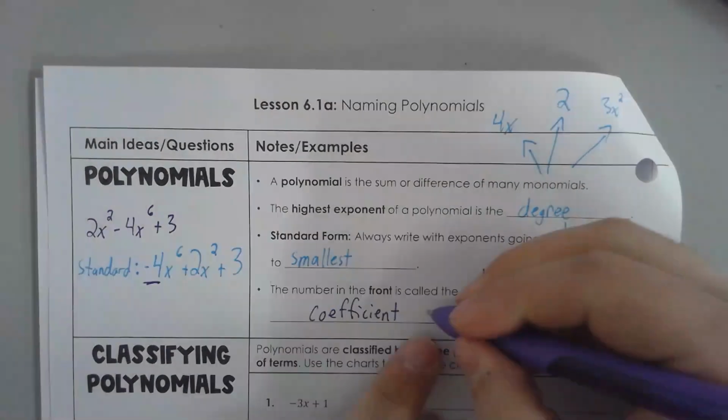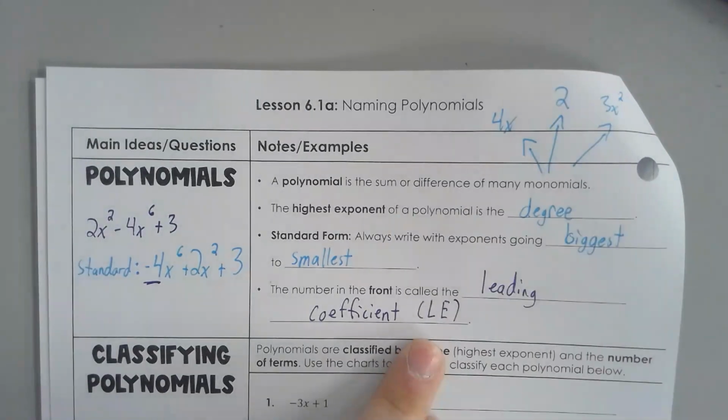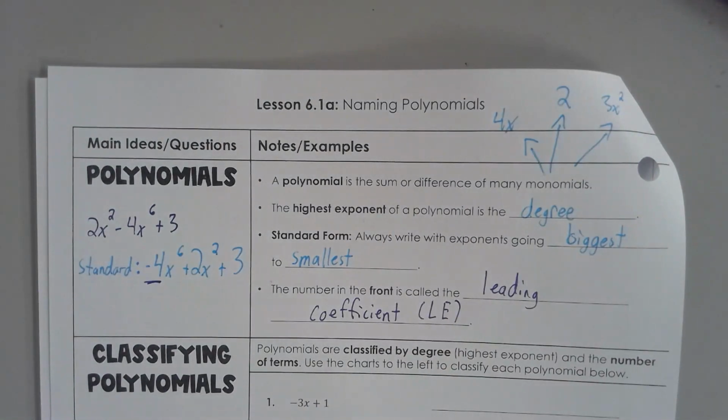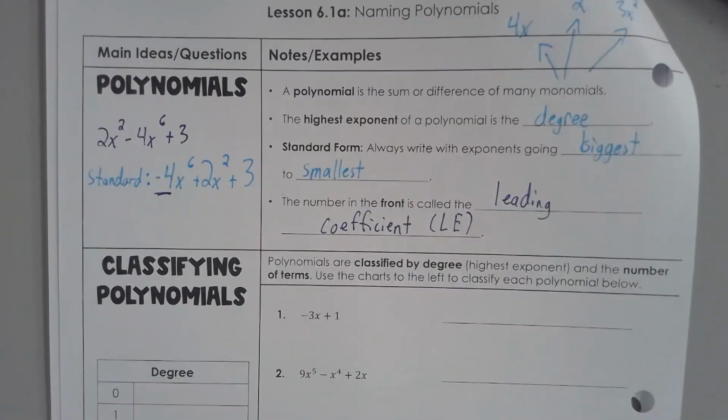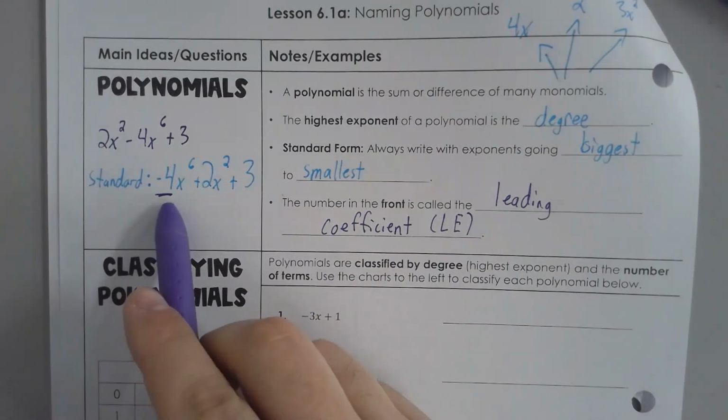Or sometimes if you're writing it out, instead of writing all that, you can just put LC, short for leading coefficient. So the leading coefficient is the first number when it's in standard form.